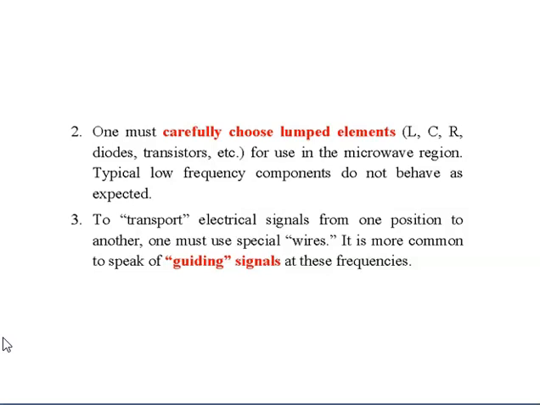Number 3, to transport electrical signals from one position to another, one must use special wires. For microwave circuits, you have to use special wires or guiding structures for the signals that are very much different from those for low frequency components.